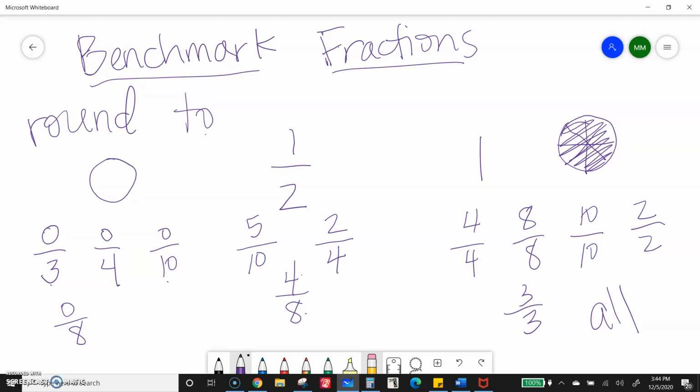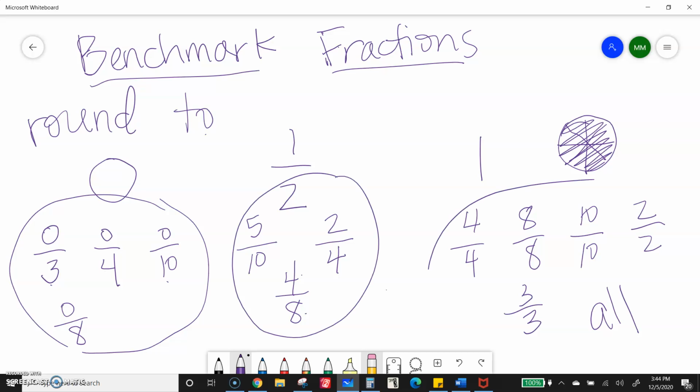Now you might be thinking, why does this matter? Because if I get a fraction that's not exactly equal to one of these three, then I will just round it to one of these three. I'll say it's close to one of these three. Okay? I'll give you an example of what I mean.